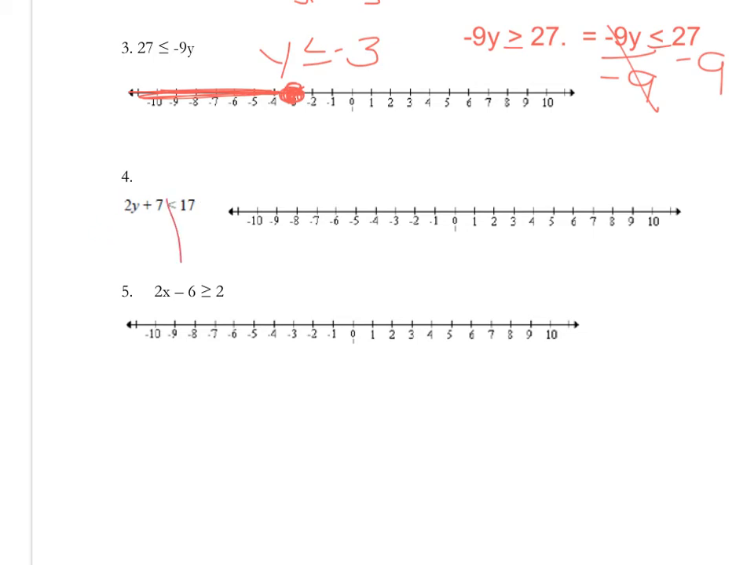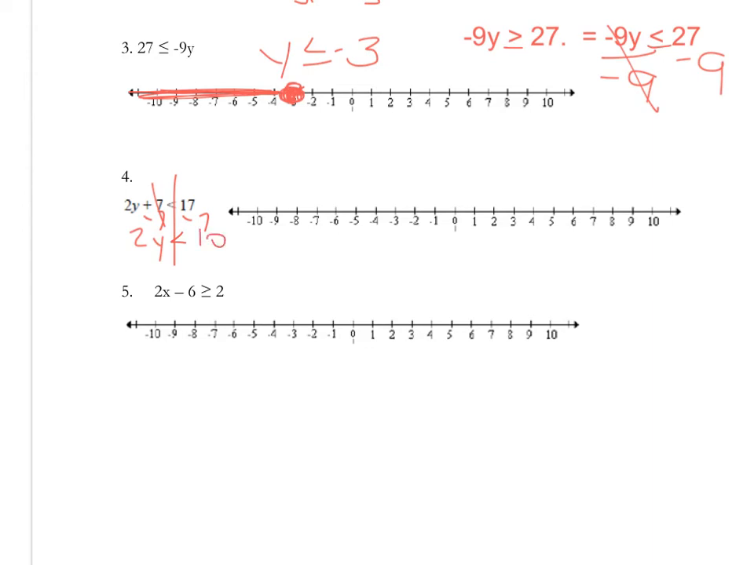So first thing we want to do is get rid of this plus 7, and we do that by doing the opposite, which would be to minus 7. Okay, so that cancels out. Whatever I do to one side, do to the other. So now I have 2y is less than 17 minus 7, which is 10.